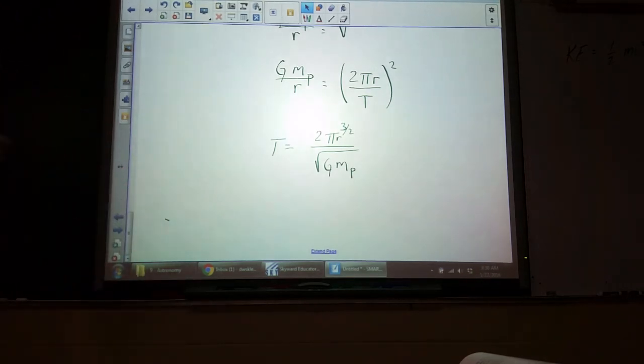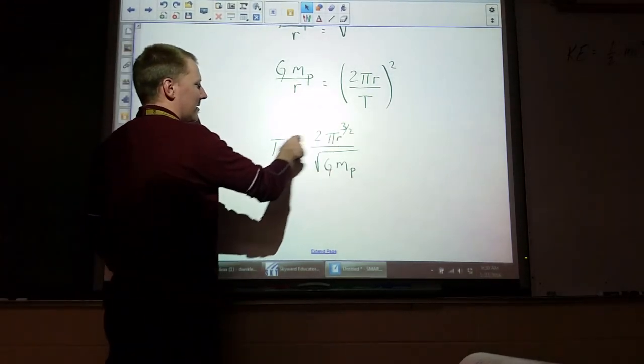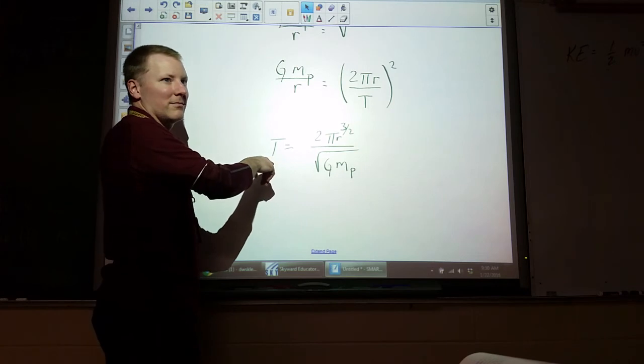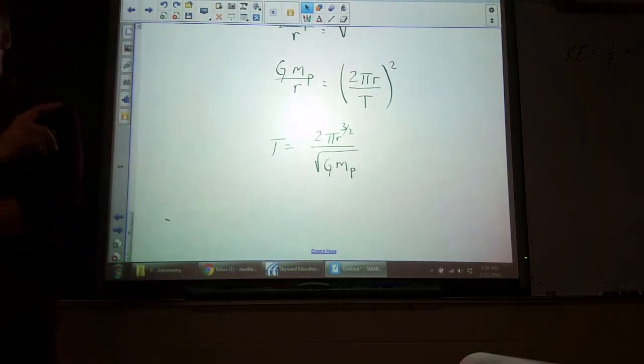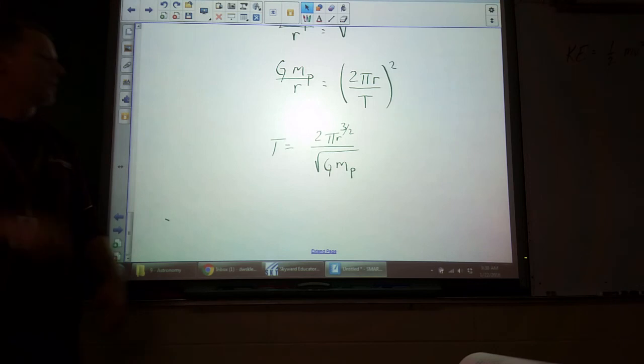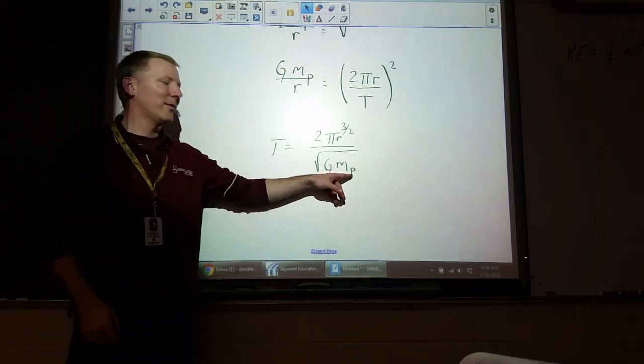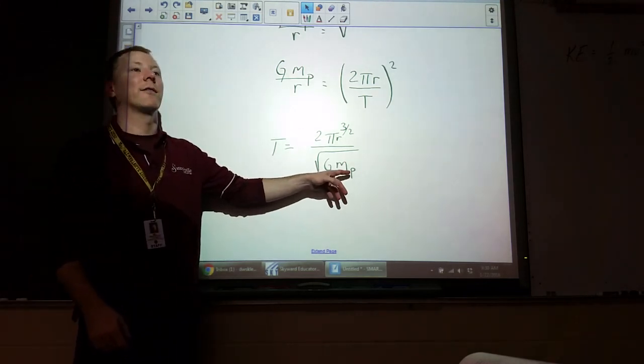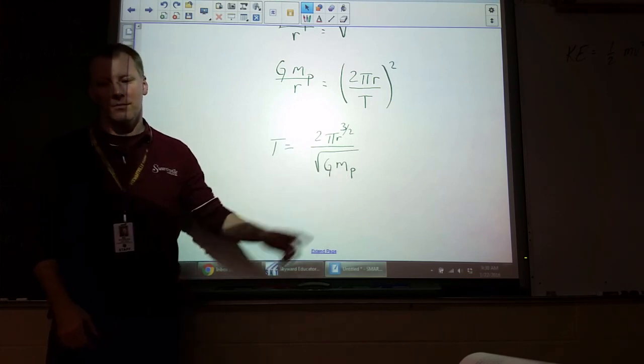The farther out it is, the greater the radius, the longer it takes. But it doesn't depend on the mass of the thing moving around. That isn't part of this. It only depends on the mass of whatever it is orbiting.